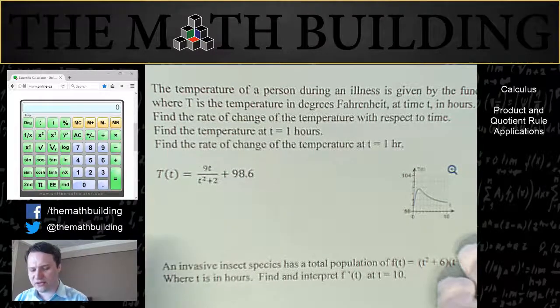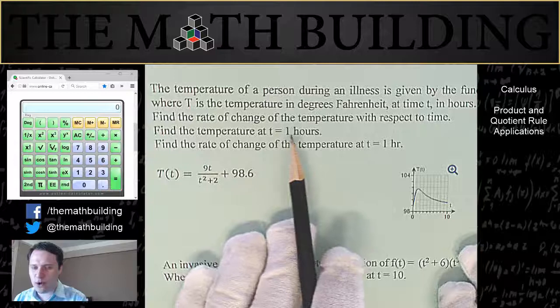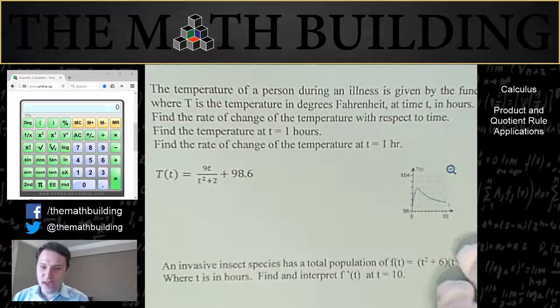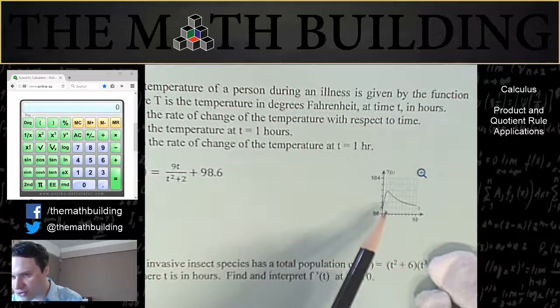So that's a little confusing. We have the big T representing degrees and the little t representing hours. Find the temperature of the patient at 1 hour, and find the rate of change of the temperature at 1 hour. So you can see our function graph over here.